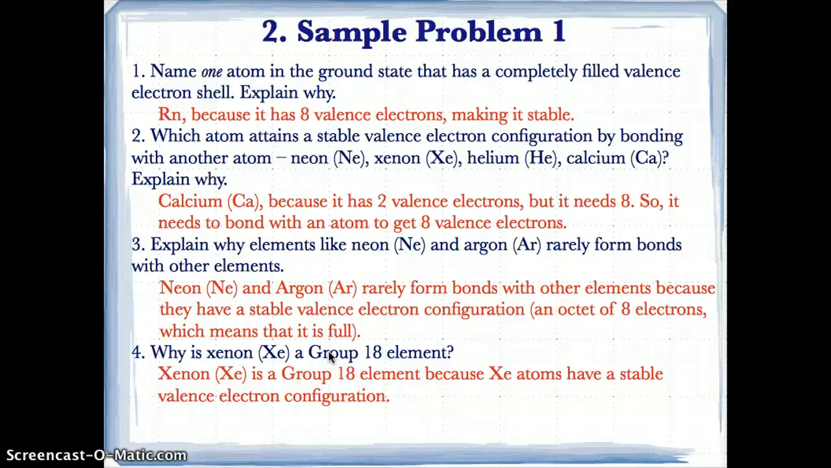Now, question 4 asks why Xe, or xenon, is a group 18 element. Xenon, or Xe, is a group 18 element because Xe atoms have a stable valence electron configuration of 8 valence electrons. All right, so that's why it's a group 18 element. Group 18 elements usually have a stable valence electron configuration of 8 valence electrons, or an octet, meaning they rarely form bonds with other elements because they're already full and stable as a result of having 8, or an octet, of valence electrons.